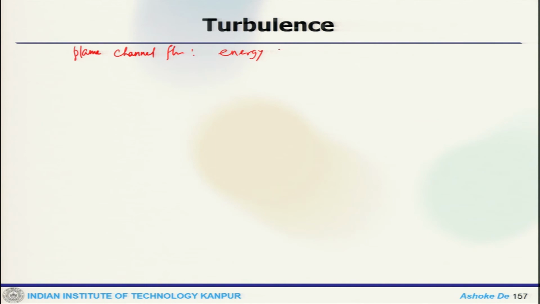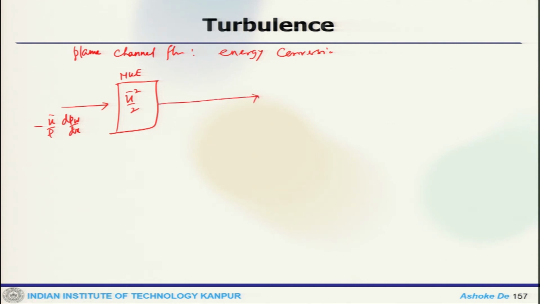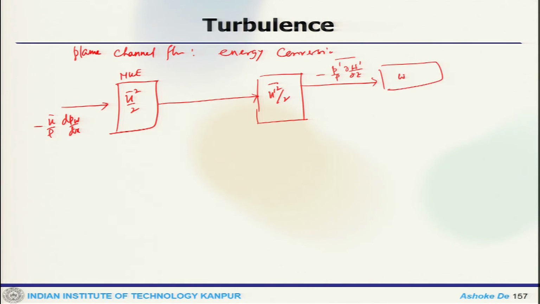and energy conversion. So, we can say that, say this is my u square by 2, this is mean kinetic energy which is fed by u bar by rho dp by dx, then it goes to a term which is essentially u prime square by 2, and that minus p prime by rho del w prime by del z, that gets you w prime square by 2, minus p prime by rho del v prime by del y, gets you the v prime square by 2.